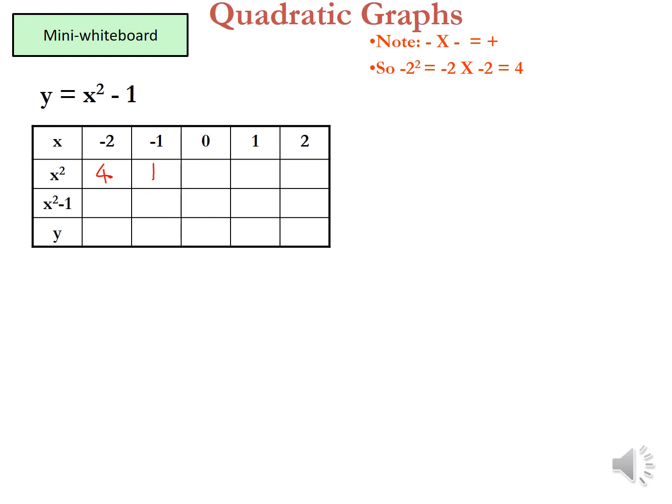When x is 0 and we square it, it is 0. When x is 1 and we square it, it is 1. When x is 2 and we square it, that is 4. Okay, now we need to subtract 1 from our x squared values. So 4 take away 1 is 3. 1 take away 1 is 0. 0 take away 1 is minus 1. 1 take away 1 is 0. And 4 take away 1 is 3. So our y coordinates are 3, 0, minus 1, 0, and 3.